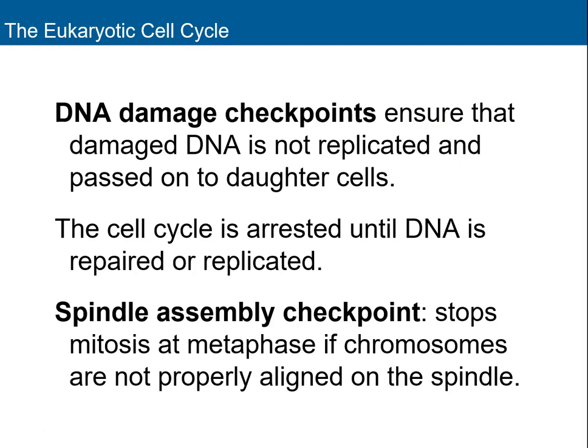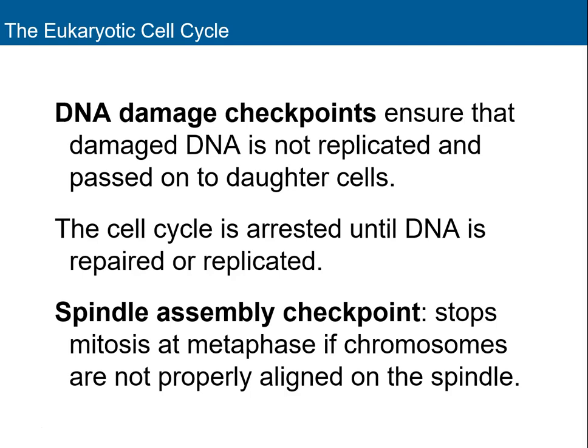So there are DNA damage checkpoints and there's a spindle assembly checkpoint. Okay, so these are the checkpoints that I've mentioned before, very briefly in Bio 111. DNA damage checkpoints do exactly as they say. They ensure that damaged DNA is not replicated and passed on to daughter cells. So the cell cycle would be arrested until that DNA is repaired. If it's not able to be repaired, then the cell will be sent into apoptosis, and will go through cell death, okay?